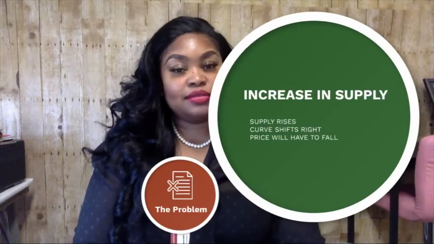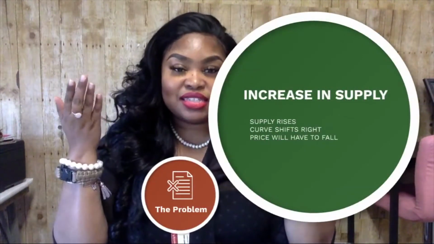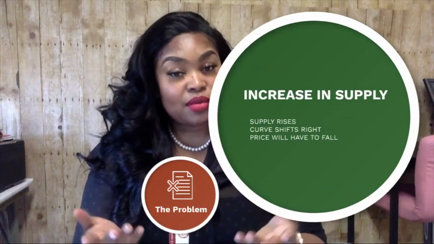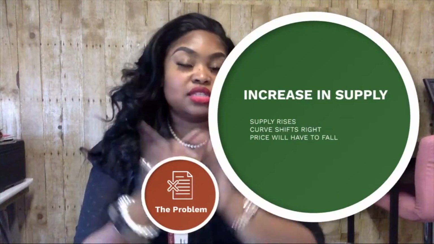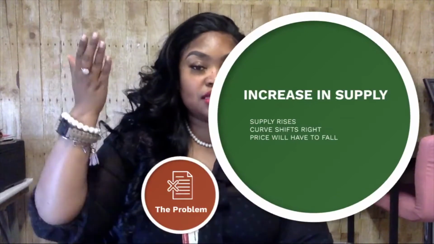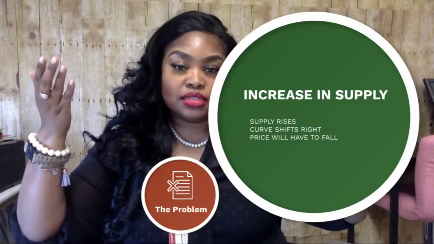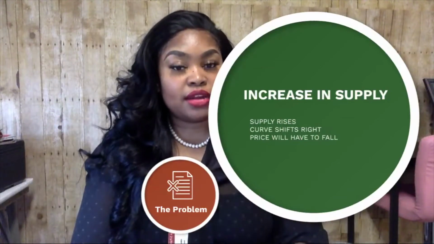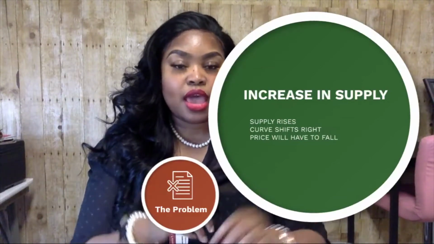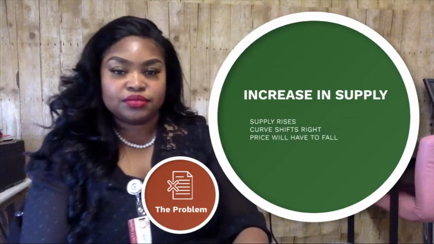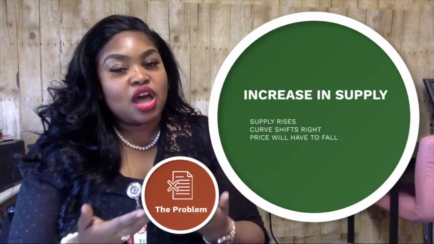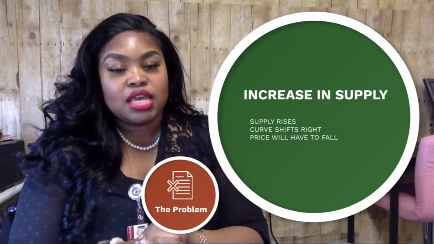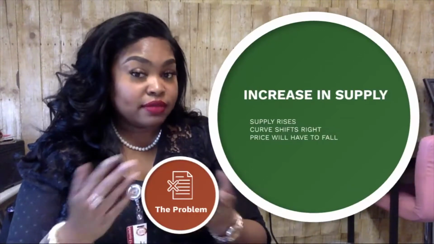Increase in supply. Well, supply rises. And when the supply rises, you already know that the reason for that will be that prices are high. So, of course, prices increase and then supply rises. And the supply curve is going to shift to the right. However, the way you solve this problem is that prices will have to fall.